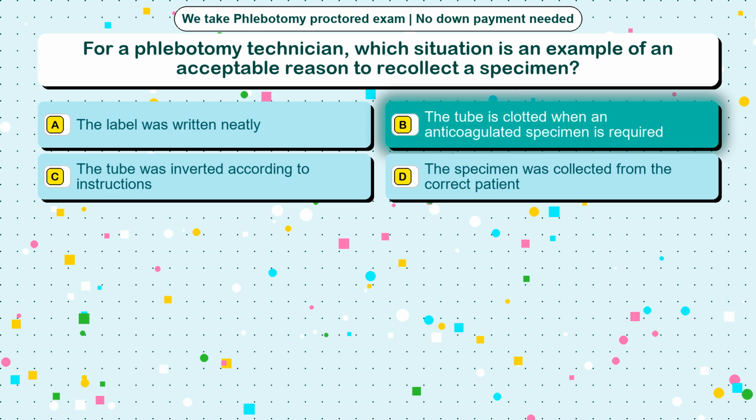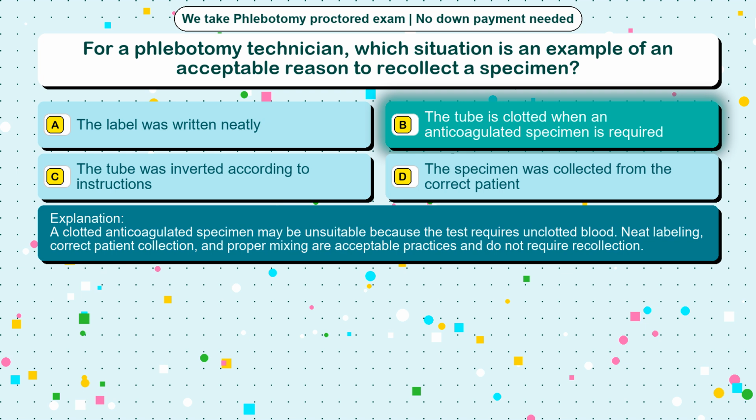The correct answer is option B. The tube is clotted when an anticoagulated specimen is required. A clotted anticoagulated specimen may be unsuitable because the test requires unclotted blood. Neat labeling, correct patient collection, and proper mixing are acceptable practices and do not require recollection.